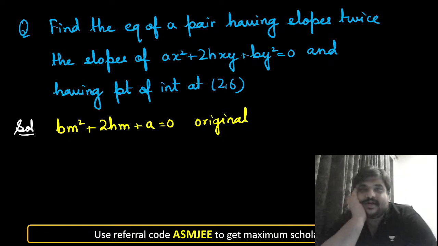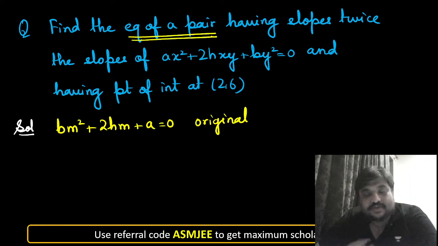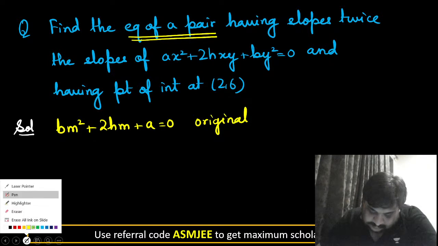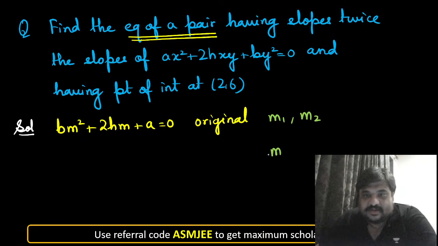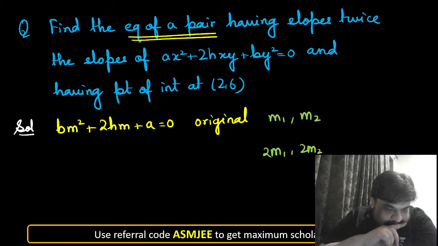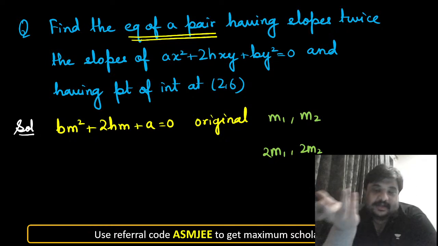How to get the new slope quadratic for the new pair? Of course, the slopes are m1 and m2, but the new equation will have slopes 2m1 and 2m2, right? Only a little bit of the quadratic chapter is required. The roots want to be double of the original.